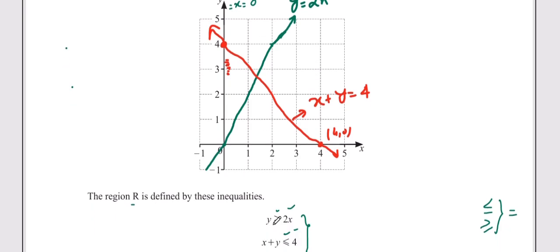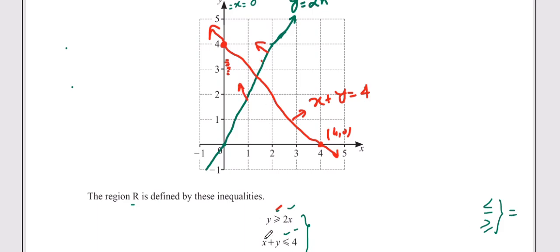Y greater than or equal to 2x. Y greater than or equal to 2x means above this line. This is my line y equals 2x. So above of this line is this area. So the common area of this green line with y-axis will be here.